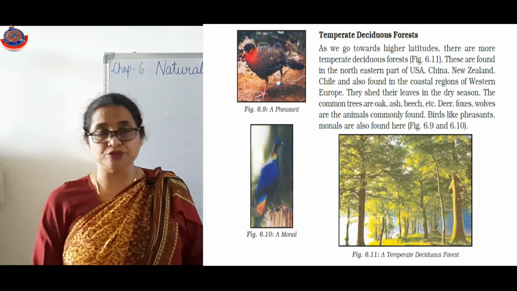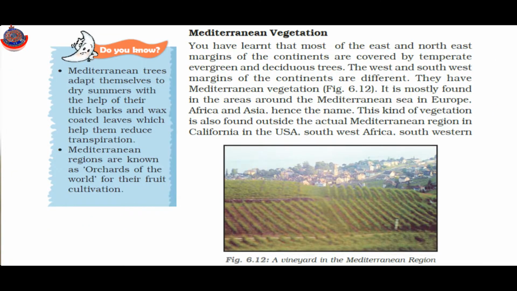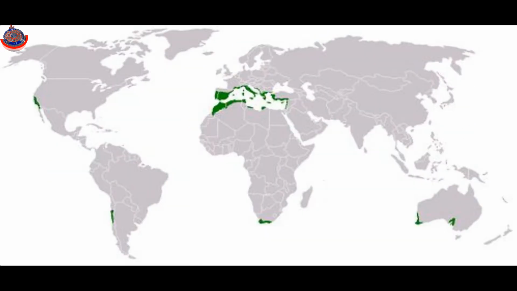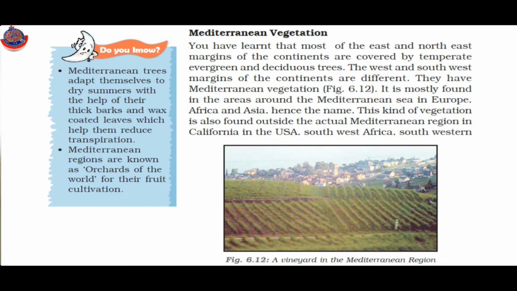Switching over, the next kind of forests are the Mediterranean vegetation. Now you have learned that most of the east and the northeast margins of the continents are covered by temperate evergreen and the deciduous kinds of trees. The west and southwest margins of the continents are different. They have the Mediterranean kind of vegetation. It is mostly found in the areas around the Mediterranean Sea in Europe, Africa and Asia, hence the name.